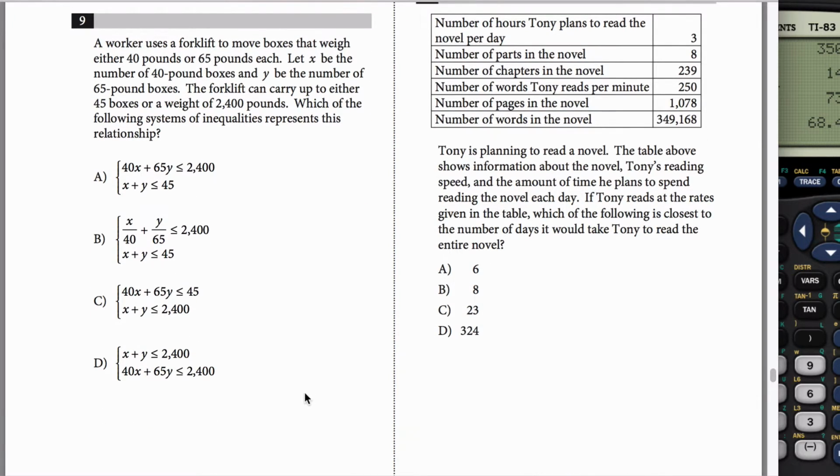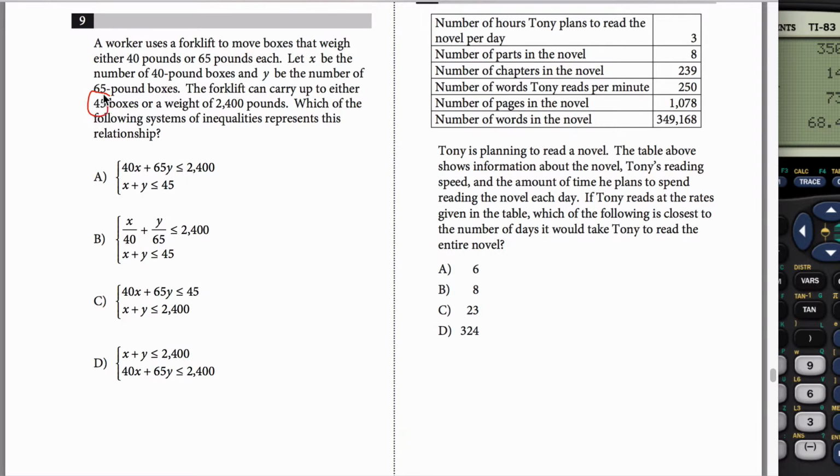A worker uses a forklift to move boxes that weigh either 40 pounds or 65 pounds each. Let X be the number of 40-pound boxes and Y be the number of 65-pound boxes. The forklift can carry up to either 45 boxes or a weight of 2,400 pounds. Which of the following systems of inequalities represents this relationship?